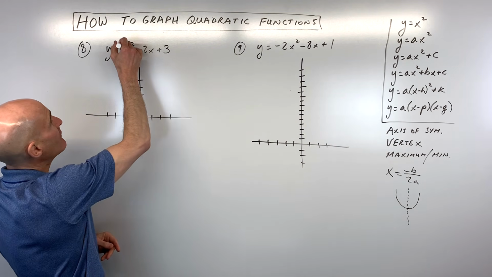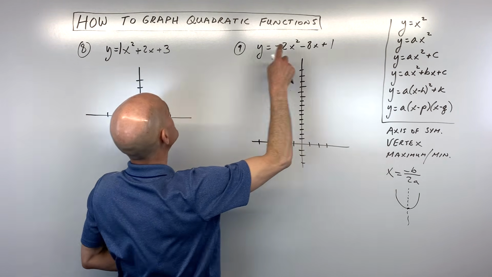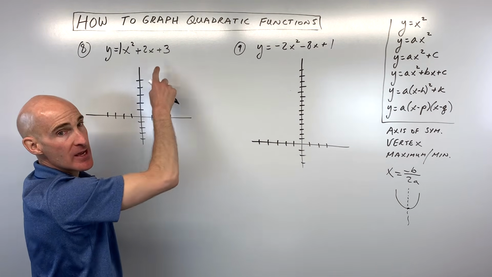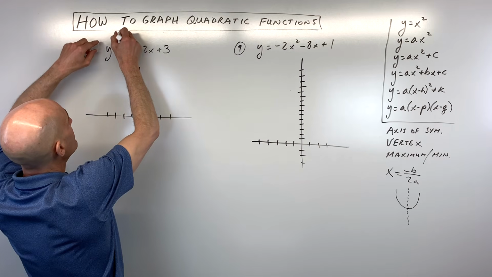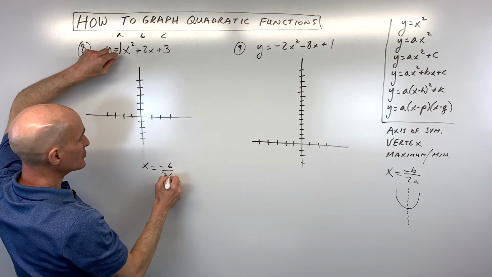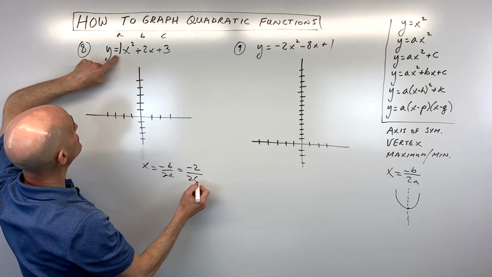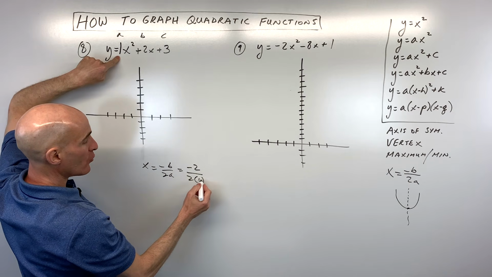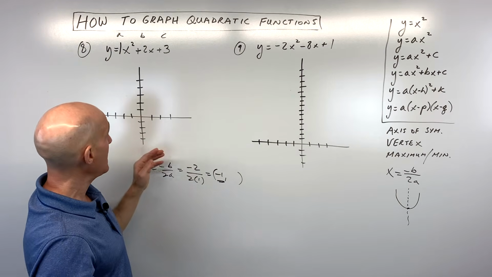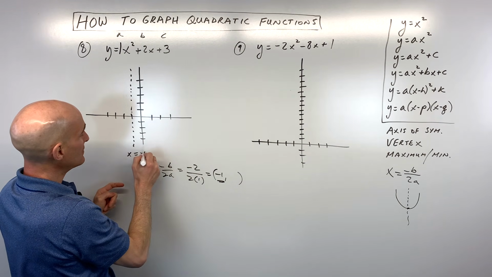Notice that the a value here is 1, because 1x squared is the same as x squared, so a equals 1. b is equal to 2, positive 2, and c is equal to 3. Let's write it up here, a, b, and c. So we have x equals the opposite of b over 2a. The opposite of b is negative 2, over 2 times 1. So negative 2 over 2 comes out to negative 1. That's the x coordinate of our vertex. It's also the line of symmetry, x equals negative 1.